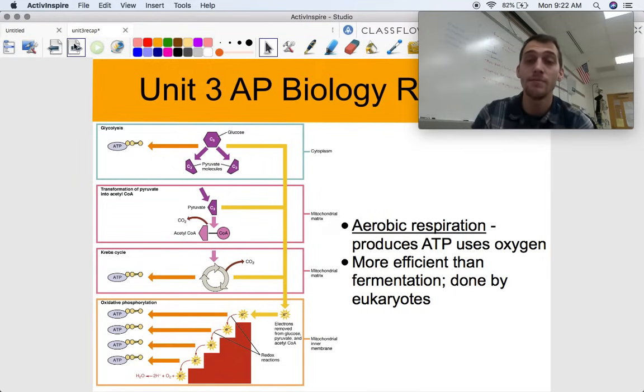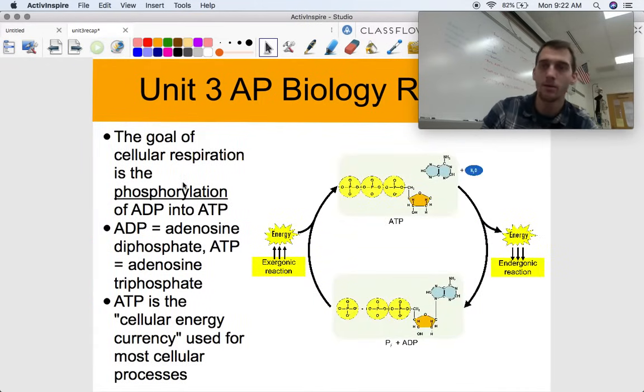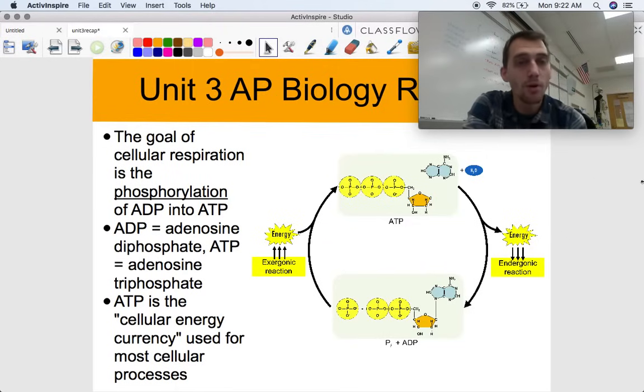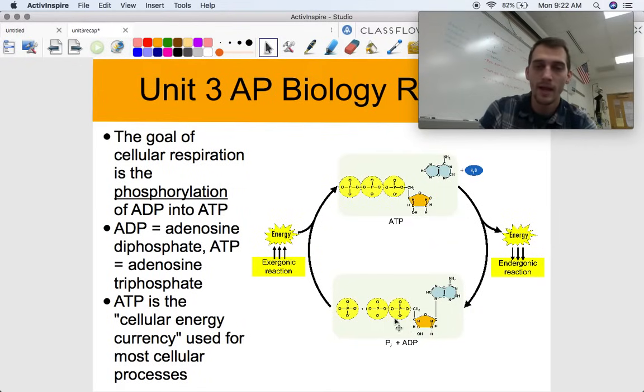That produces ATP using oxygen. It's more efficient, and it's done by eukaryotes because they have the mitochondria to do that, or in some prokaryotes. But the goal of cellular respiration, as I was saying before, is the phosphorylation of ADP into ATP. So here's ADP, and what we call an inorganic phosphate. Here's adenosine, it's got a pentose sugar. It's actually a derivative of a nucleotide, so it's kind of like adenine a little bit. It's got 2 phosphate groups right here.